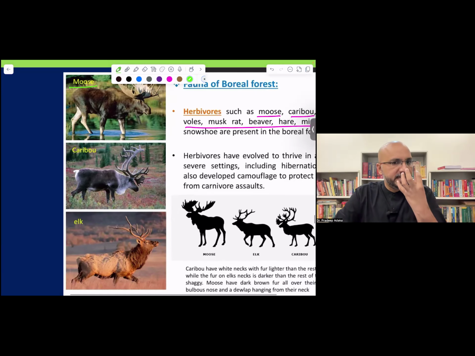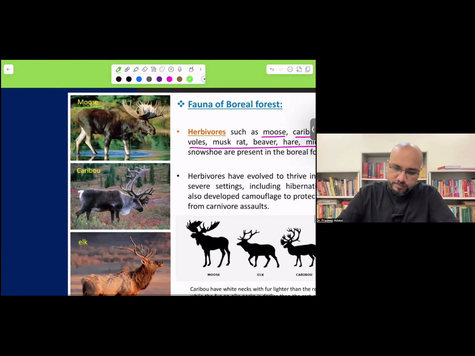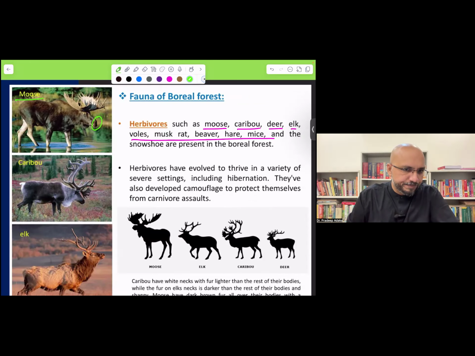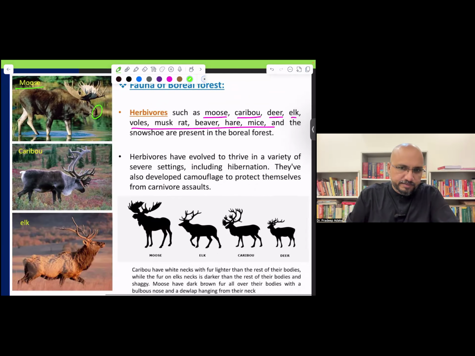Okay, they have a swollen type of nose. So that is the characteristic feature of moose. This is the largest deer species. Caribou is also a type of deer. So all of them have antlers.